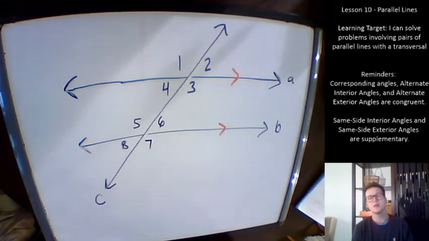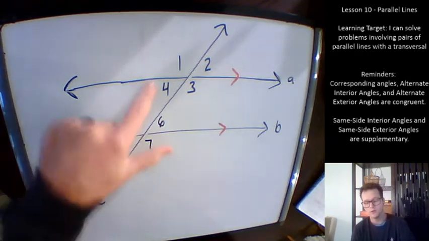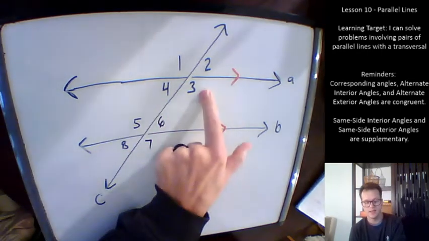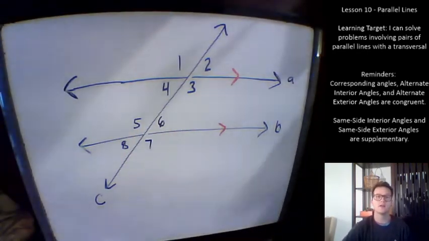The relationship that pairs of alternate interior angles have is that they are congruent to one another. They have the same angle measure. So angle 4 and 6 have the same angle measure, and angle 3 and 5 also have the same angle measure.